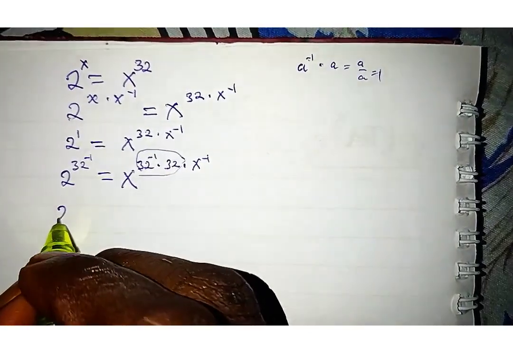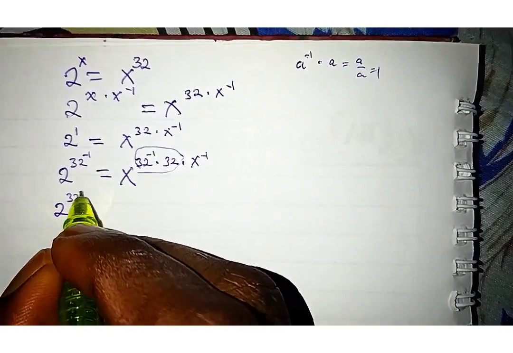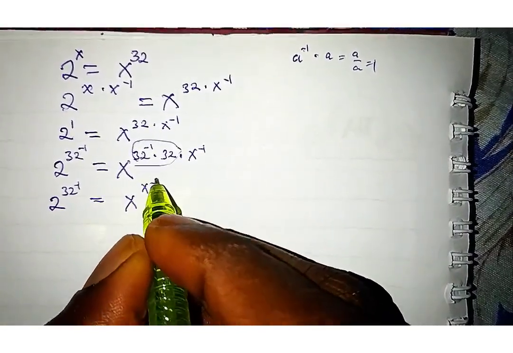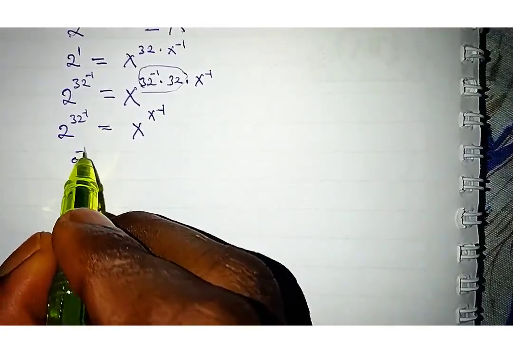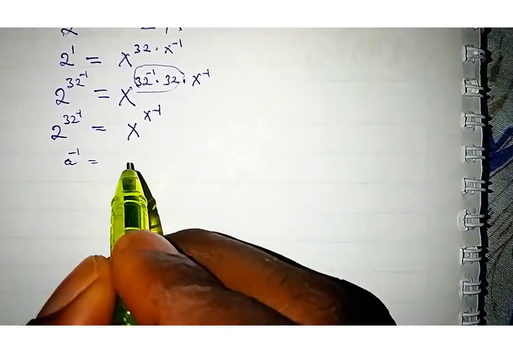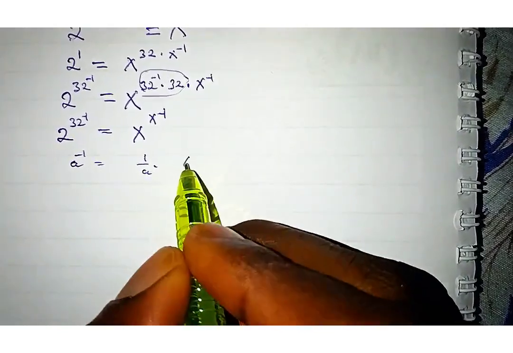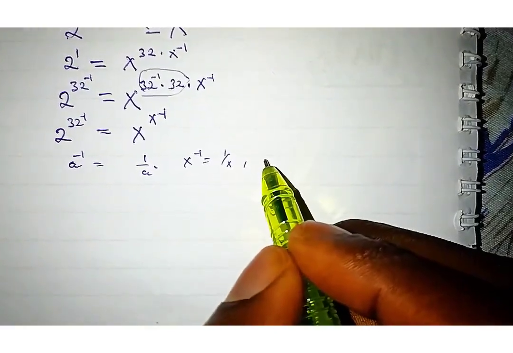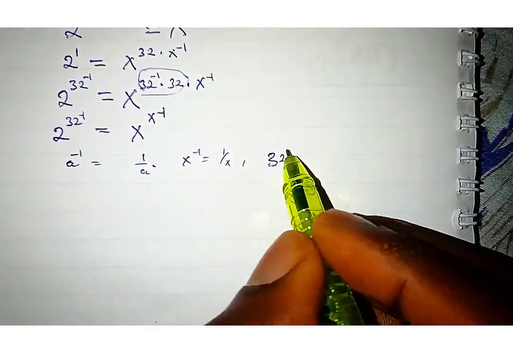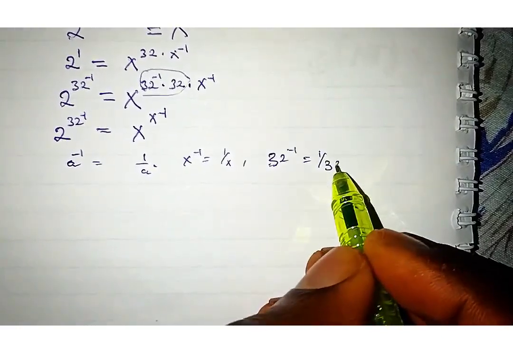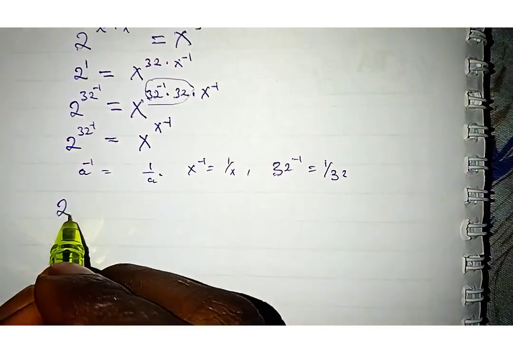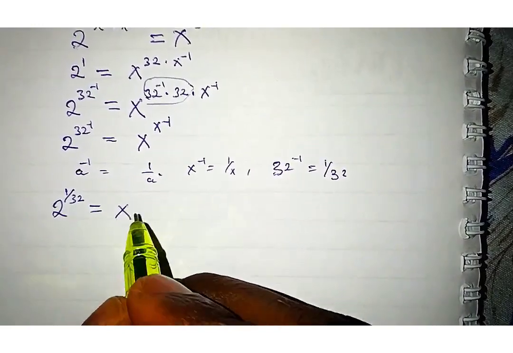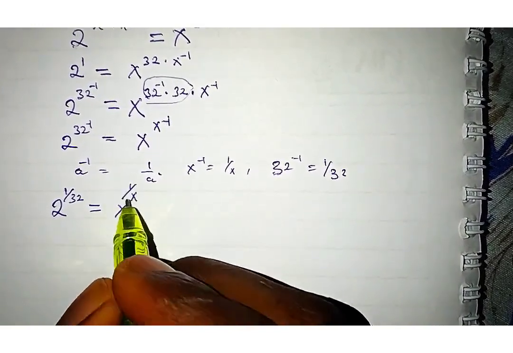Now we're going to be having what? 2 raised to power 32 inverse is equal to what? X raised to power x inverse. If you have something like a to the negative 1, this is something as 1 over a. So definitely x inverse here is something as 1 over x, and 32 inverse is something as what? 1 over 32. Now let's impute this here. We'll have what? 2 raised to power 1 all over 32. This is equal to what? X raised to power 1 all over x.